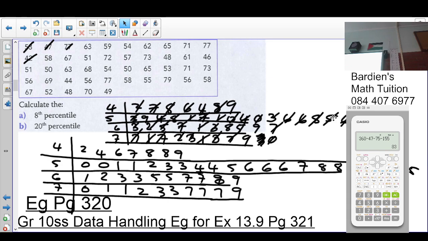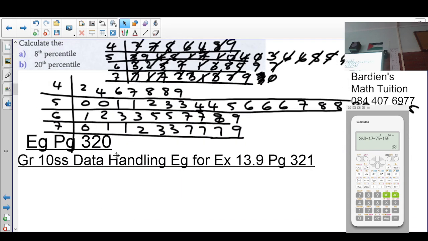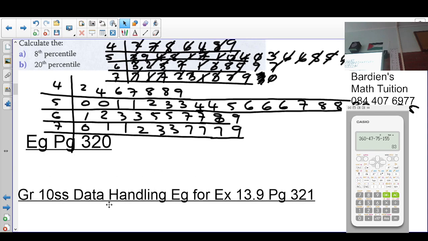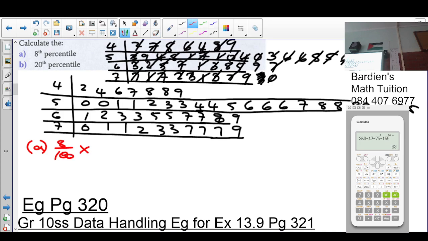Okay. So the first question says calculate the 8th percentile. People, what is percentile? The representation of 100. So you're going to go the 8th percentile is going to be 8 over 100 multiplied by how many values are here? 45.